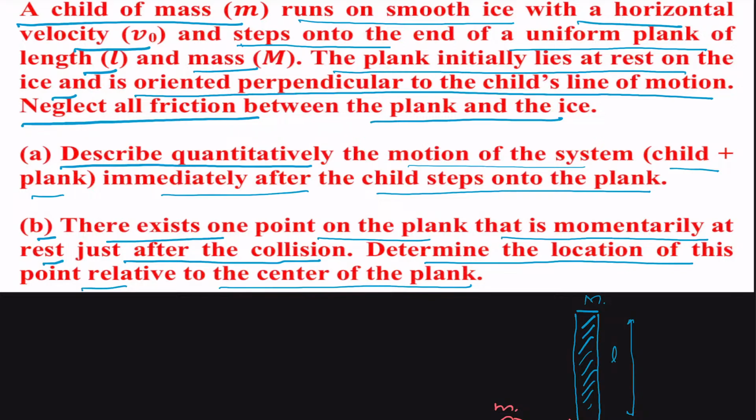So we have to define the motion of the system, that is child plus plank. Obviously the combined system, child plus plank, will consist of two components. The motion will consist of two components. One will be our translational motion, which is about the center of mass, and the other one will be the rotational motion about its center of mass. Because we know if there is no pivot point, then everything revolves around the center of mass.